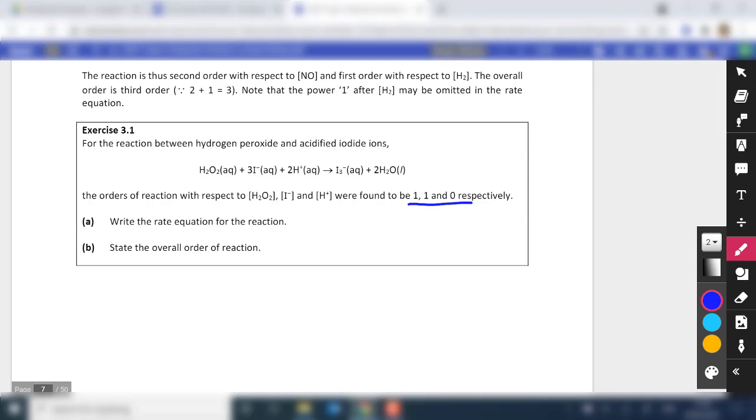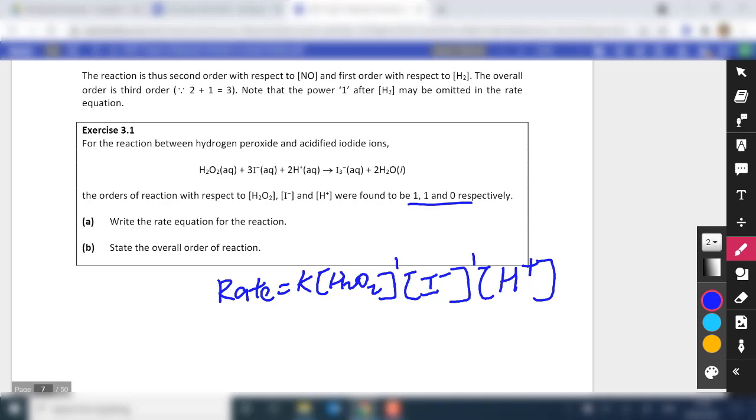Remember the generic form of the rate equation is rate equals the rate constant k. It's a small k, by the way. Concentration of H2O2 to the power of 1. Remember, it's to the power of 1, not anything else. And then I minus to the power of 1 as well, not 3. Nothing to do with the stoichiometric coefficient. And H plus concentration to the power of 0.